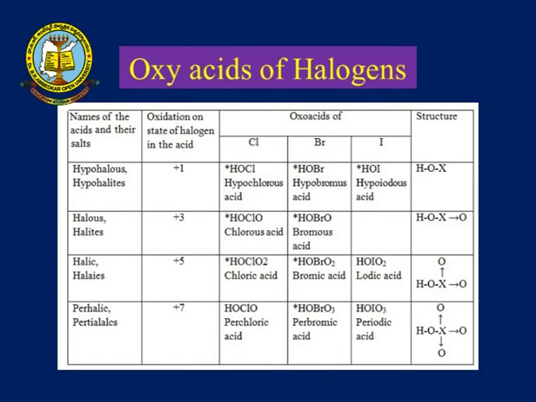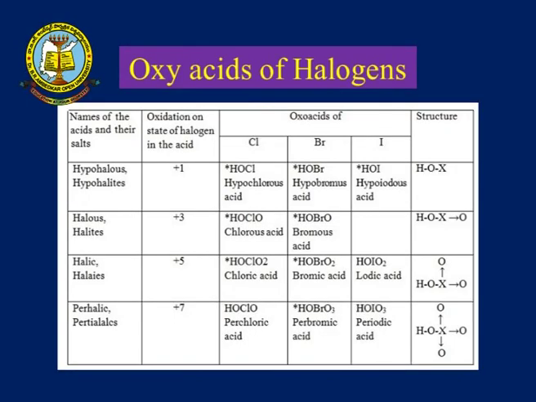So, the general formulas of oxyacids of halogens are HOX, HXO2, HXO3 and HXO4, right? So, this HOX means hypohalous, and halous, halic and perhalic acids. The oxyacids of halogens have 4 types of formula: one is HOX, second HXO2, and HXO3 and HXO4, right? In place of X, you substitute chlorine, bromine, iodine, and we get 4 types of oxyacids.